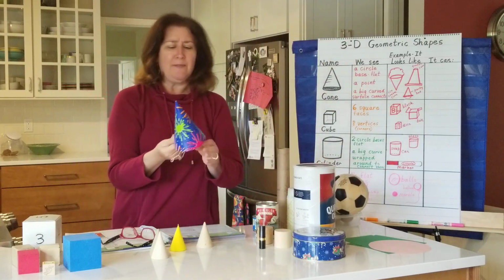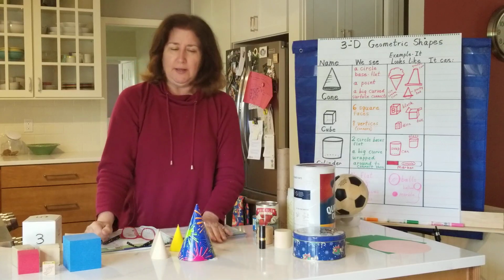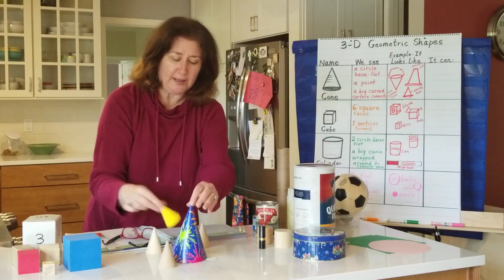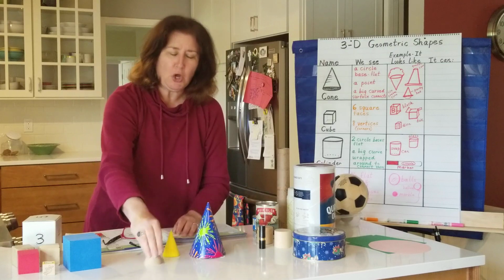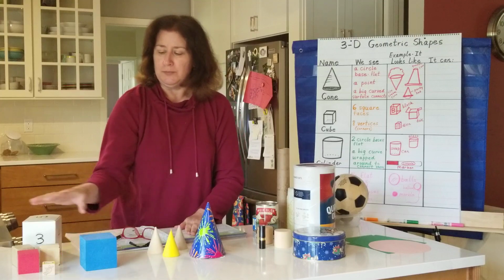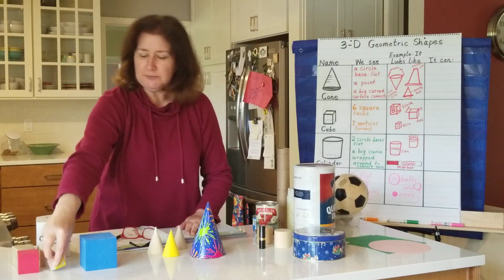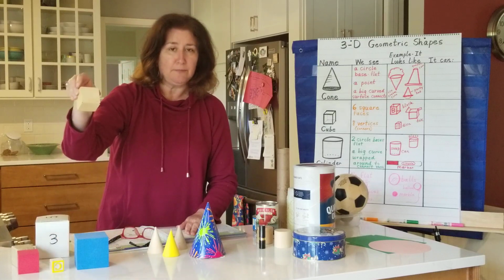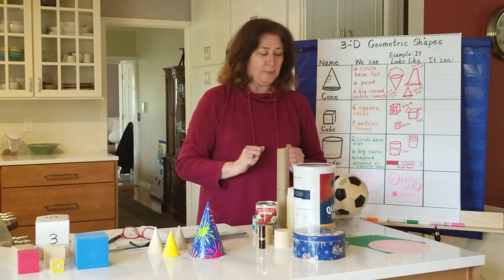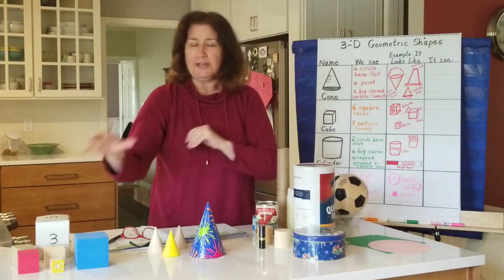Now this is the one that I am having a hard time finding in my house. I have a party hat, but I don't have a lot of cones at my house. But I do have some wooden cones, and I have a foam cone. So that's another three-dimensional shape. And I have some cubes, a box, a block, and some foam ones, and some wooden cubes. So these are the four three-dimensional shapes we've talked about: spheres, cylinders, cones, and cubes.